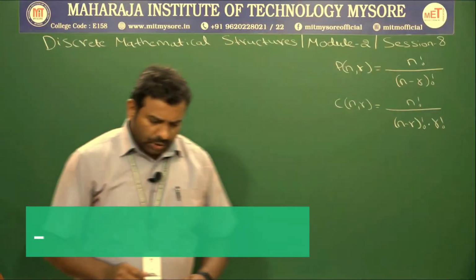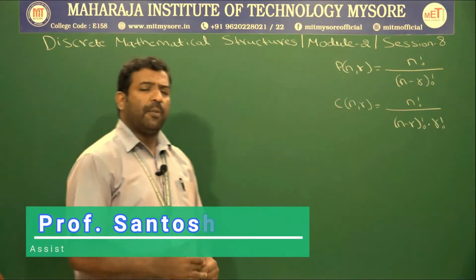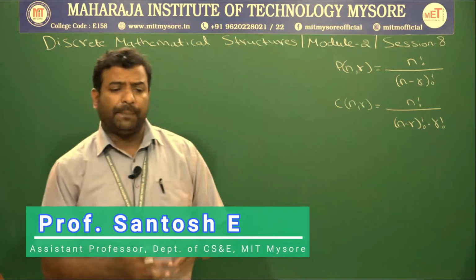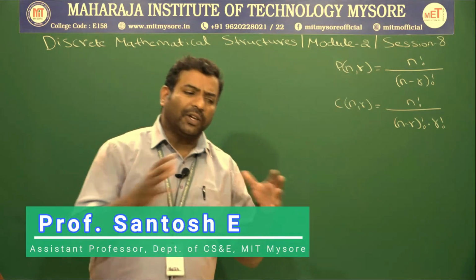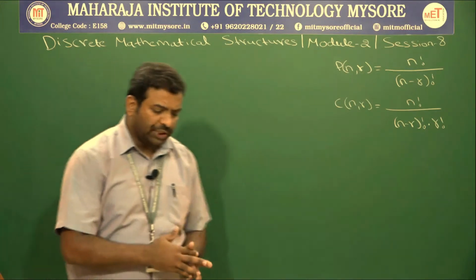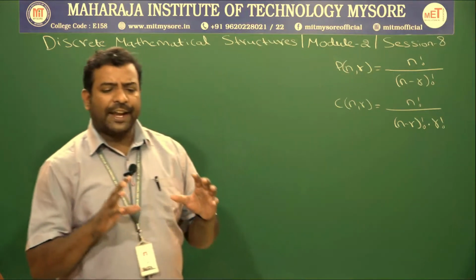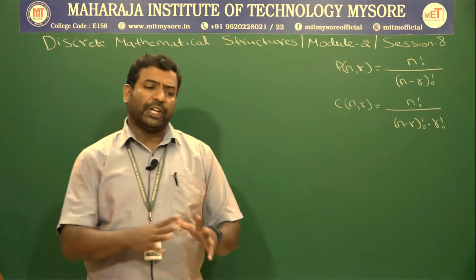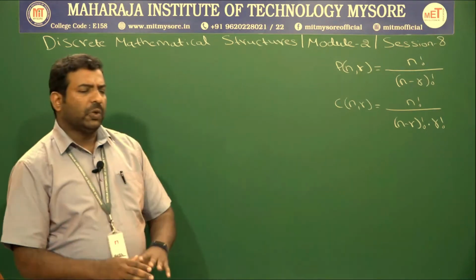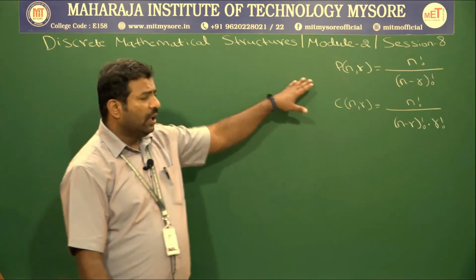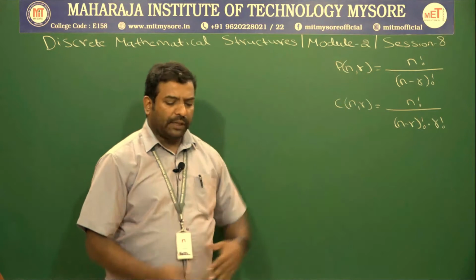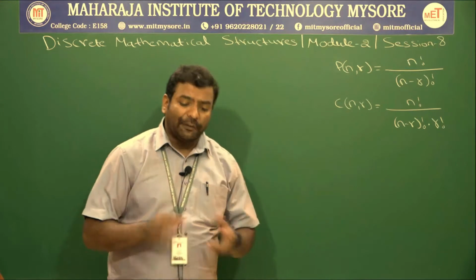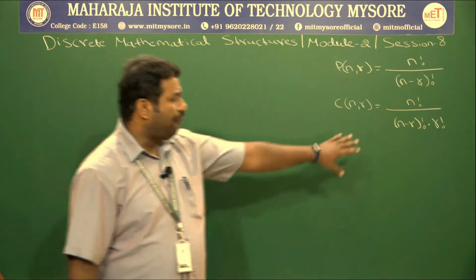Hello everyone. So welcome to Discrete Mathematical Structure, Module-2, Session-8. In this session, as I discussed in the previous session, let us look into some examples of combination, because in the previous session I introduced what is combination, and gave you the comparison between permutation and combination. Permutation is n factorial divided by (n minus r) factorial, and combination is n factorial divided by (n minus r) factorial into r factorial.